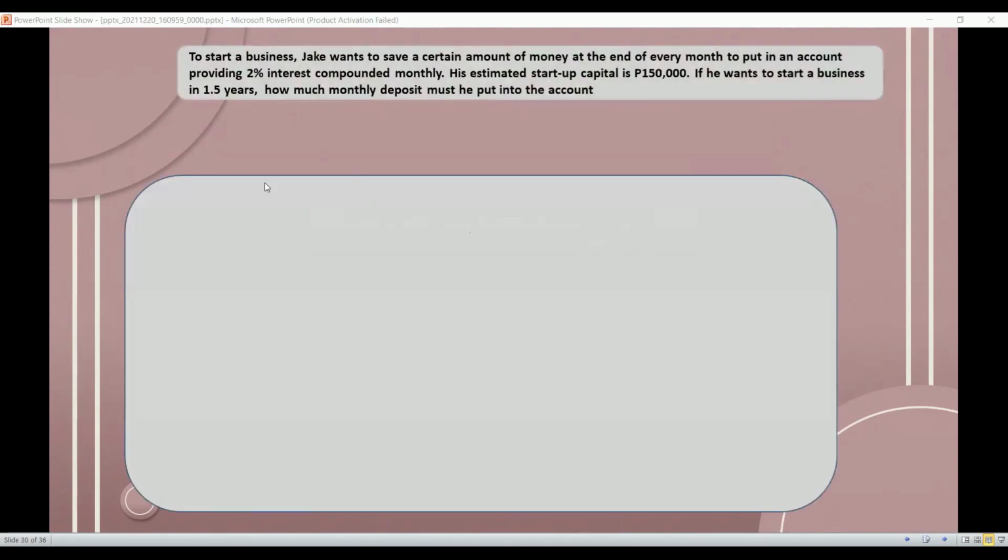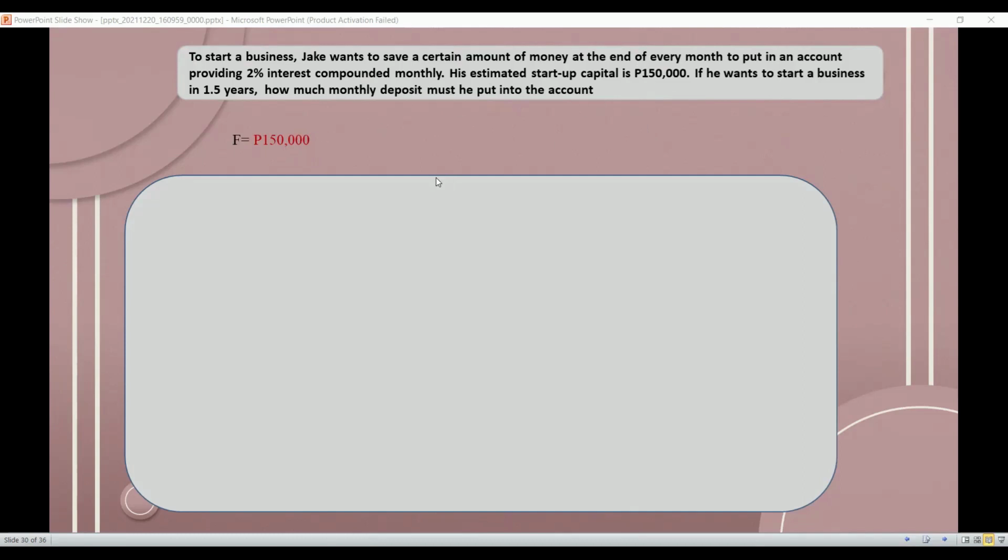So, we have a sample problem here. To start a business, Jake wants to save a certain amount of money at the end of every month to put in an account providing 2% interest compounded monthly. His estimated startup capital is 150,000 pesos. If he wants to start a business in 1.5 years, how much monthly deposit must he put into the account? So, we are looking for the regular payment. The future value is given here because it is the estimated money he needs to start a business.